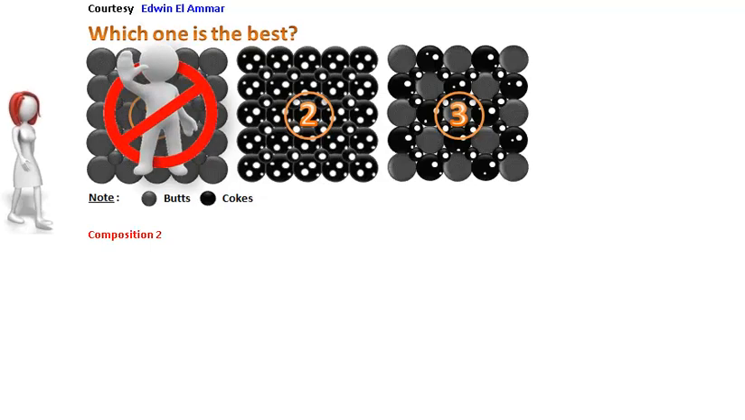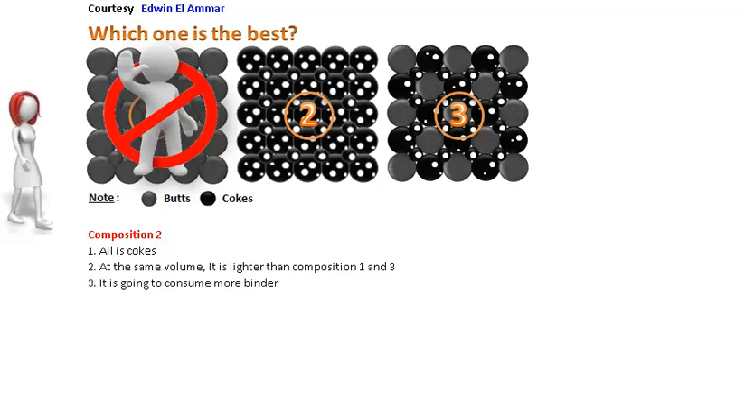Composition 2. 1. All is cokes. 2. At the same volume, it is lighter than composition 1 and 3. 3. It is going to consume more binder. 4. Many problems will occur after baking. So, obviously composition 2 is also not recommended.